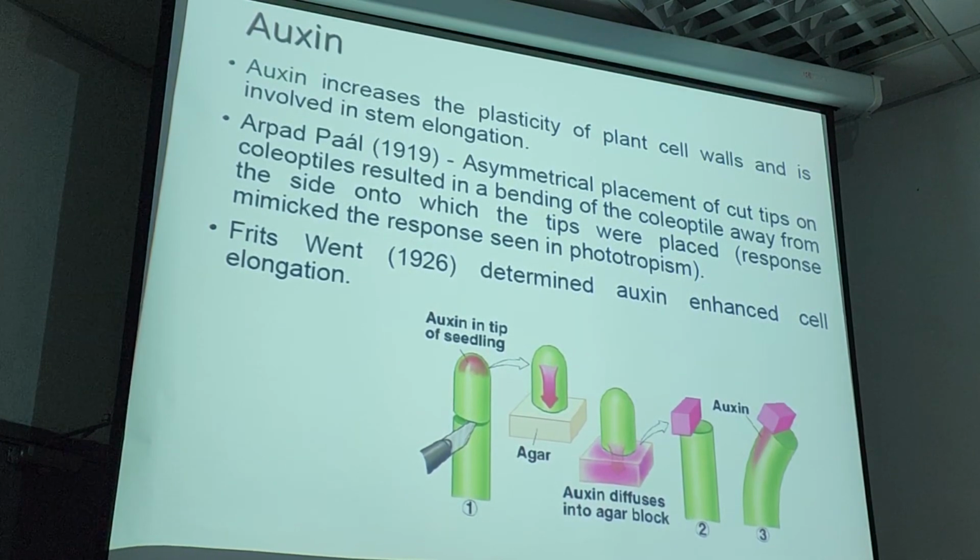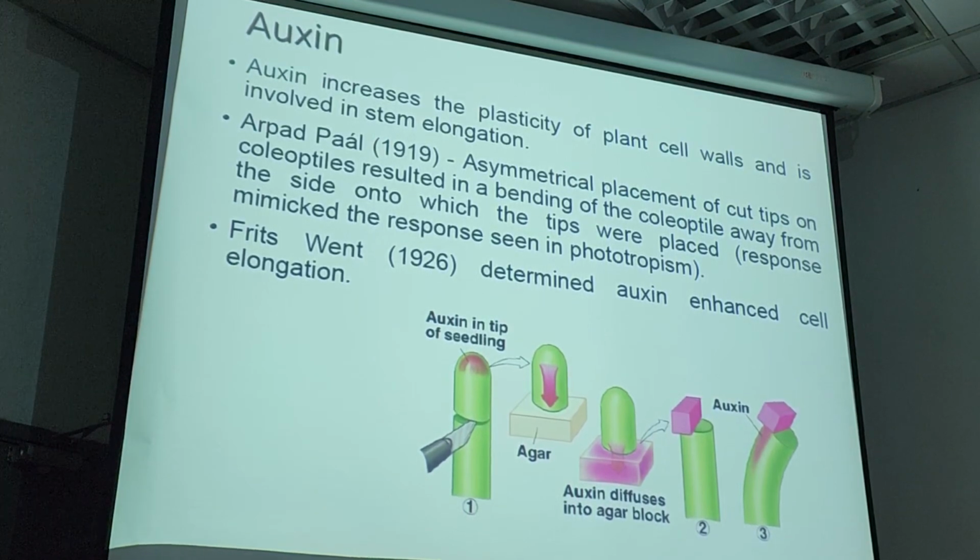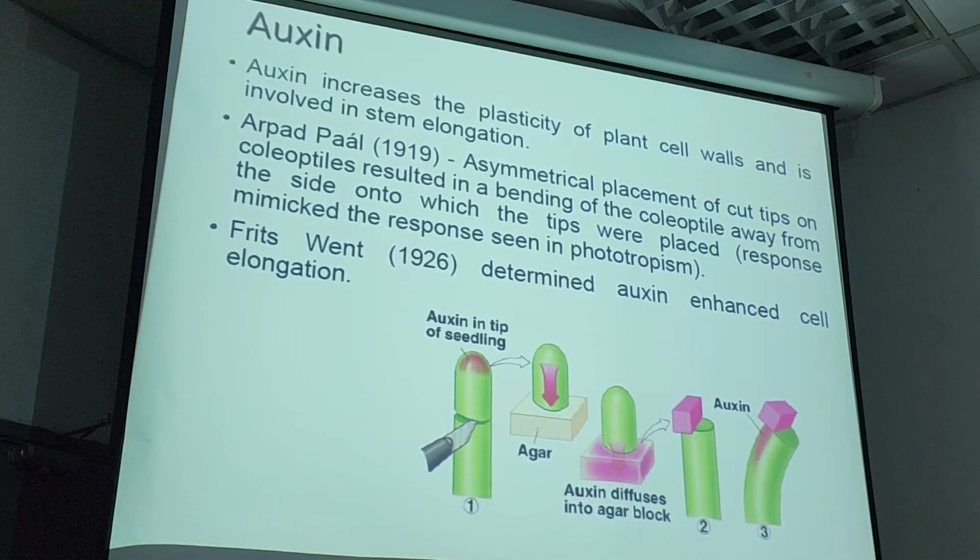And then scientists wonder again, what's with the bending? I mean, in the whole cylinder of the coleoptile, is there any specific part of the cylinder that is actually producing the auxin? Is it here? Is it here? Or is it here?